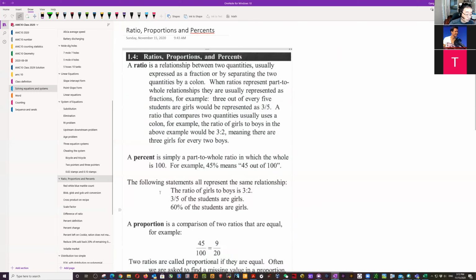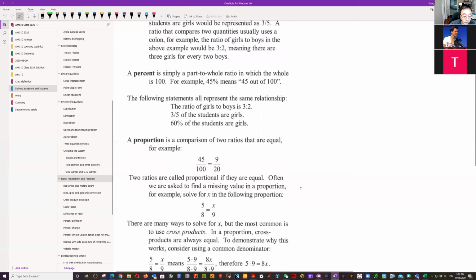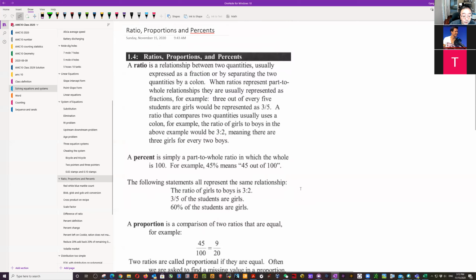So we are also going to do ratio problems in a deeper meaning. A ratio is just a relationship between two quantities. And those two quantities could be totally different things. They don't have to be the same unit or the same type. For example, speed is a ratio between distance and time. Distance has no relationship with time.